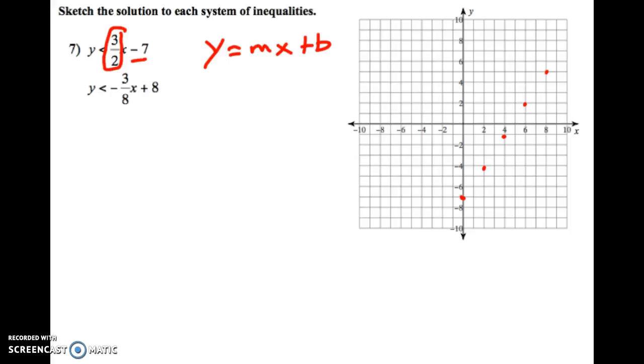In this case, we're going to look at the inequality. If you remember from when we just did the linear inequalities, if it does not have an equal to with it, it is going to be a dashed or dotted line.